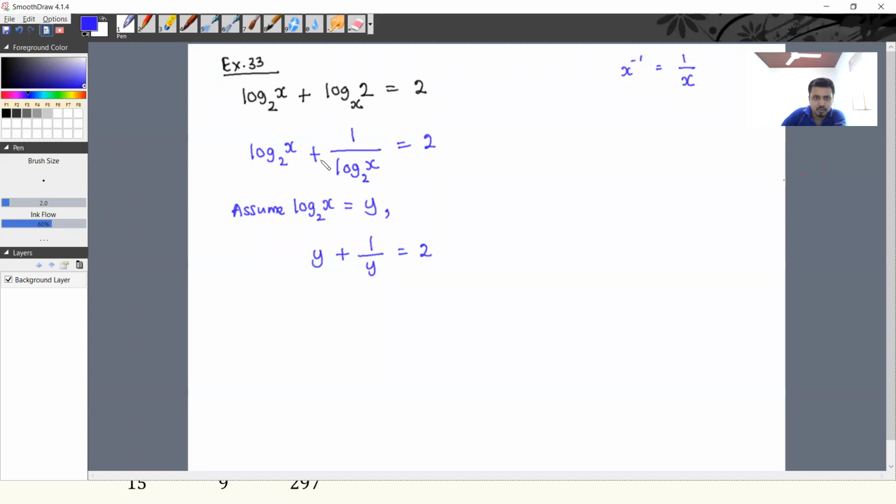Instead of writing log of x to the base 2, write y. We used y to represent this.